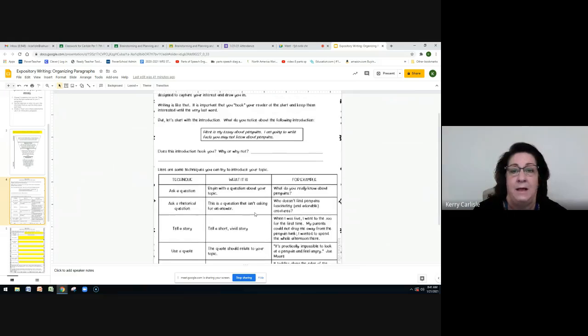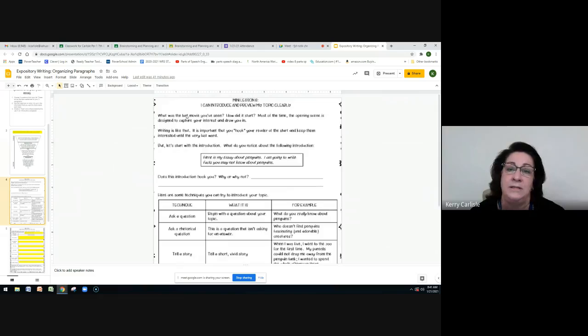And then this is the lesson about what is the last movie you've ever seen? How did it start? Most of the time, the opening scene is designed to capture your interest. Same thing in books, right? So they're going to tell you something to get you interested. And this is called the hook. It's important that you hook your reader, not just say, here's an example of what not to do. It says, here is my essay about penguins. I am going to write facts that you may not know about penguins.